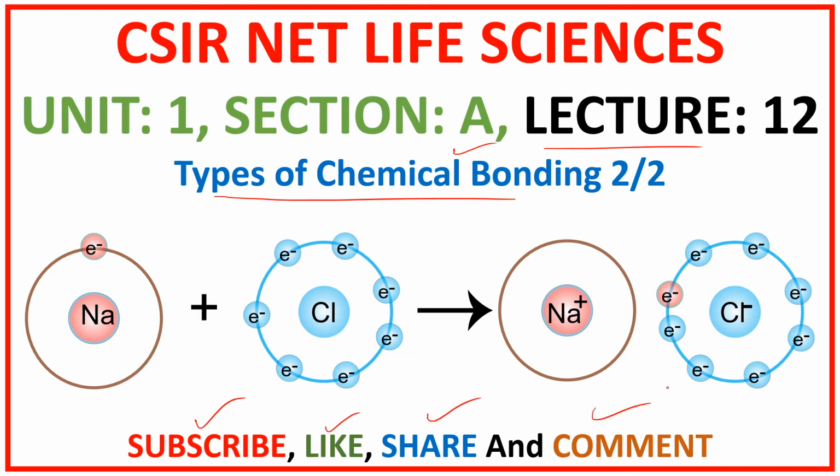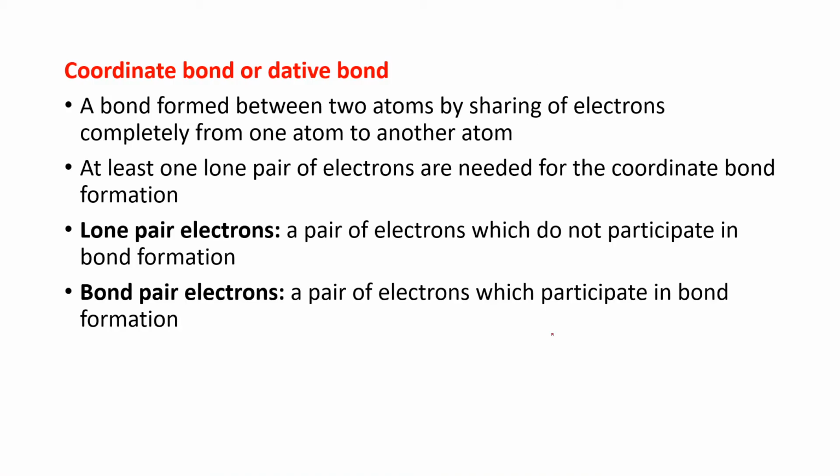Now let us start our discussion of the types of chemical bonding. The next topic is the covalent bond or dative bond. Covalent or dative, both are the same. In this covalent bond, the bond is formed between two atoms by sharing of electrons, one from one atom and another from the other atom. For example, this is atom A and atom B. Each should have one electron, and both these electrons are shared to form a bond. This is known as a covalent bond.